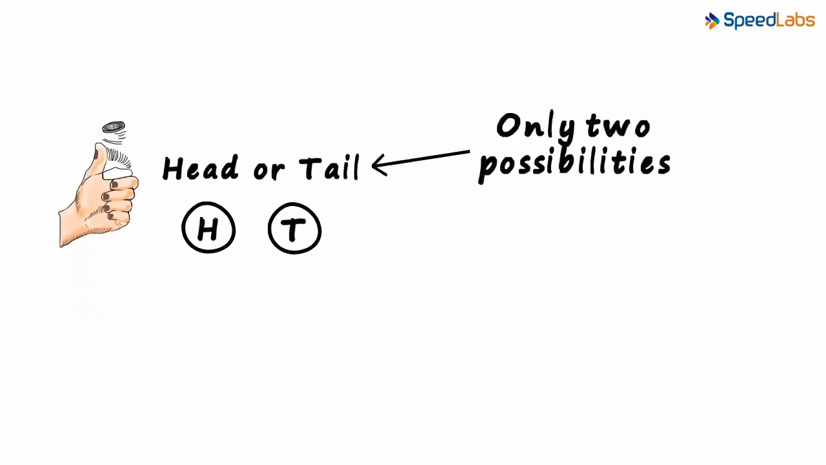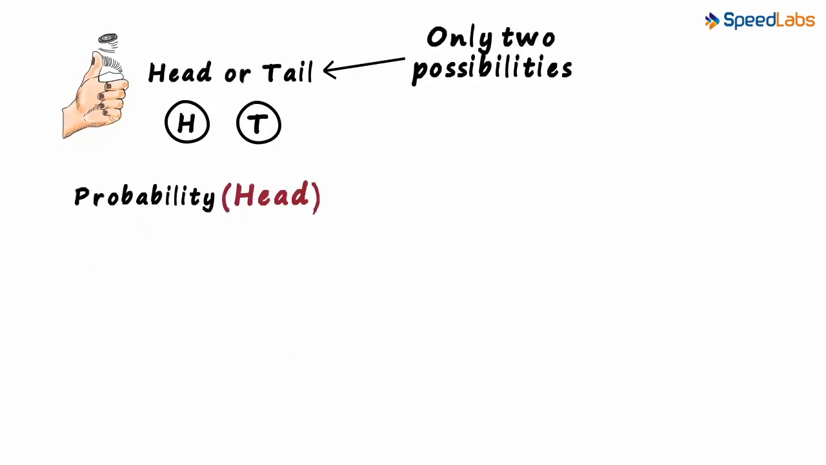Suppose I ask you a simple question. What is the probability of the coin landing a head? This question asks us that if we toss a coin, what is the likelihood that the coin lands a head? How do we calculate it? Here's how. There is only one way in which you can get a head. The only way is if it lands a head.